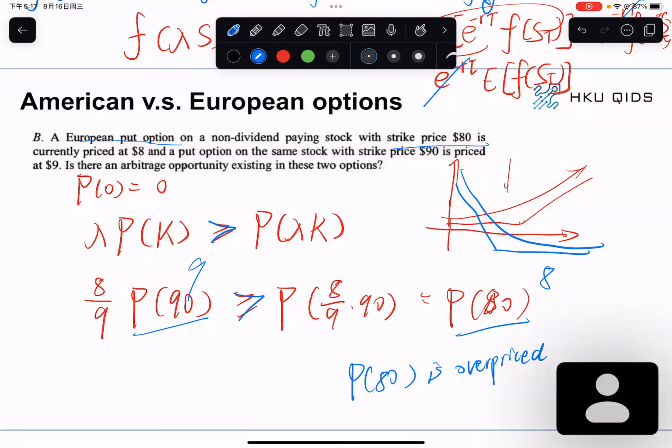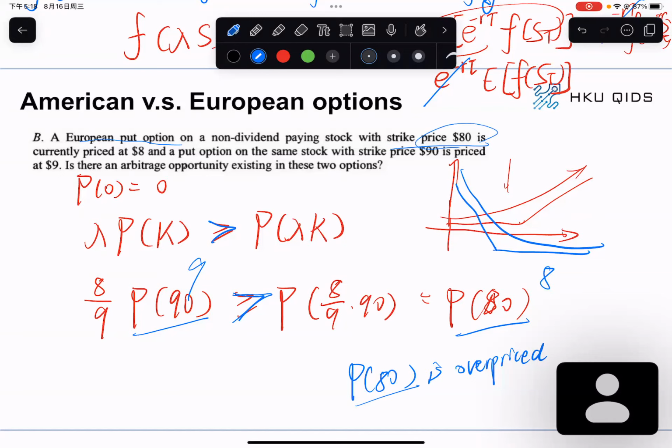Why do we not have the equal here? The thing is that if the equality needs to hold, the K needs to be 0. Okay, but this K is not 0, so we can just replace it with the strictly less than. So we know the option with the strike price 80 is actually overpriced.